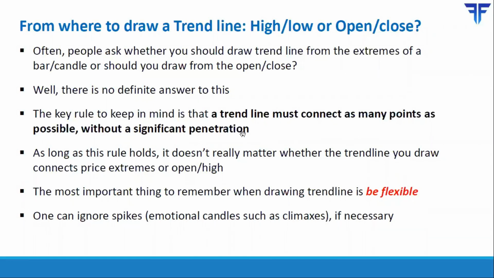So as long as you adhere to that rule, you could draw a trend line that either connects the extremes, such as the high and low, or the closing prices. Whenever drawing trend line, keep in mind that you should be very flexible and don't stick to rigid rules of connecting just the extreme prices. Also, if you see a big spike in price, such as a sort of buying climax or a selling climax, such candles can be ignored.